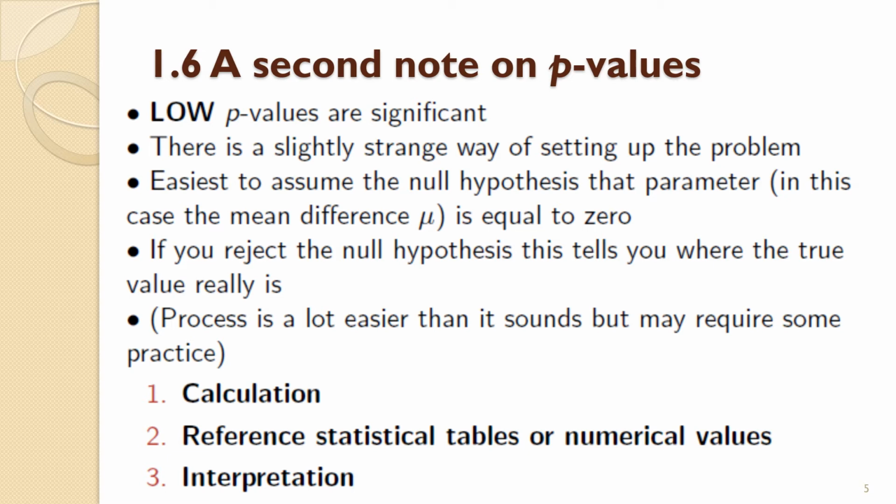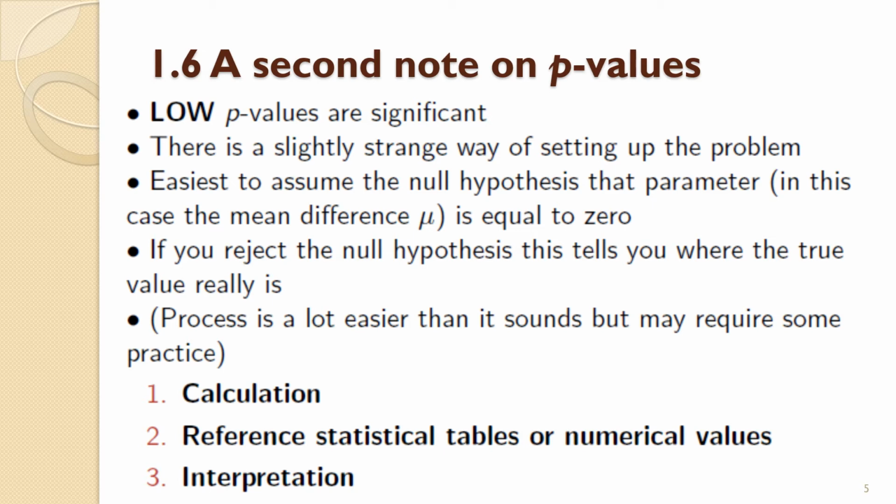So the easiest way to do this is to assume the null hypothesis that the parameter, in this case the mean difference, is equal to 0, and look for evidence against that. If you do reject the null hypothesis, if this p-value is low and the evidence is such that the null does not seem to be the case, then you need to ask where the true value really is.